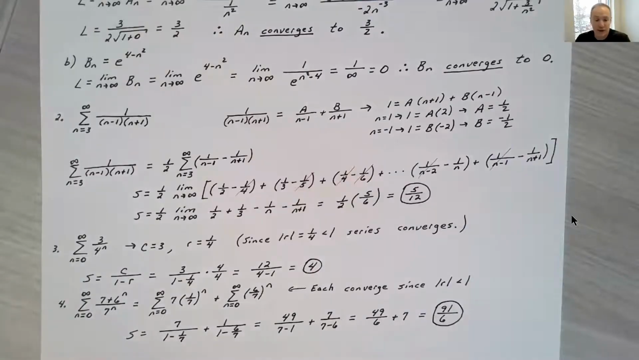If it's equal to 1 or greater than 1, your series is going to diverge because you're adding a summation of numbers that never get smaller.